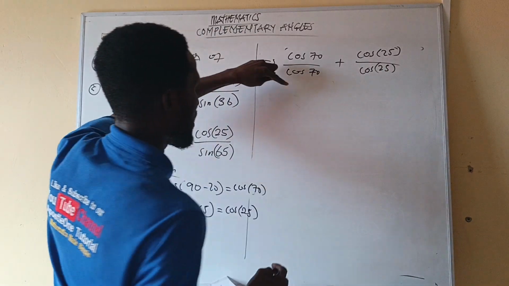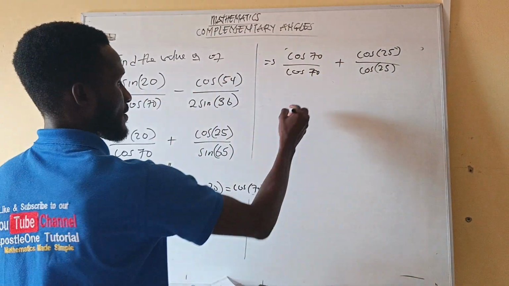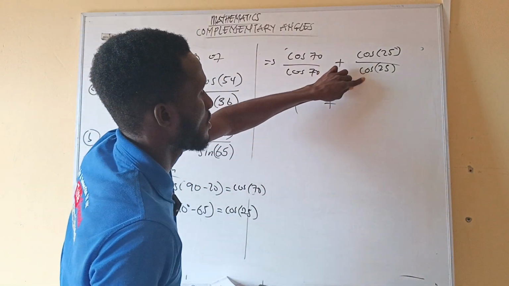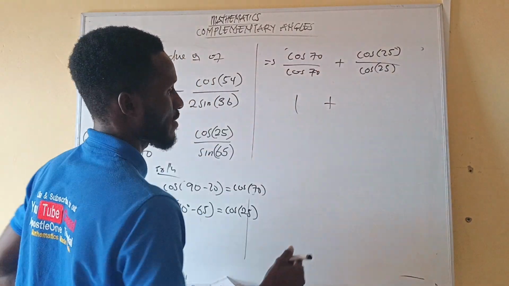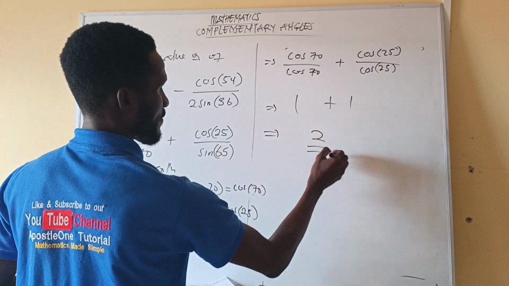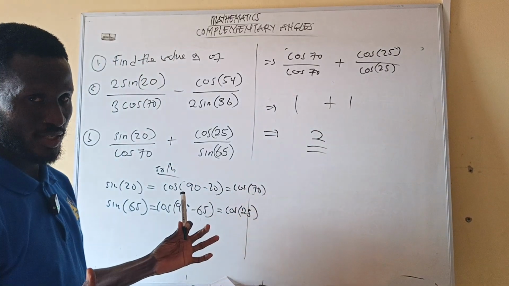Now what's going to happen here? Cos 70 will cancel cos 70, so we're going to get 1 over 1. Now cos 25 will cancel cos 25, we're going to get 1 over 1. So the whole answer for this one will give us what? Will give us 2. I hope it's simple.